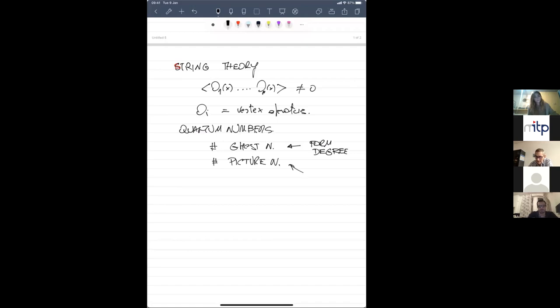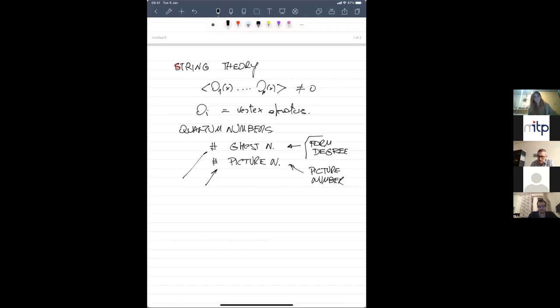And this picture number is related to a picture number for differential forms, which I'm going to tell you how to construct. So therefore, when I really want to calculate such correlation functions, I really have to saturate both these numbers.